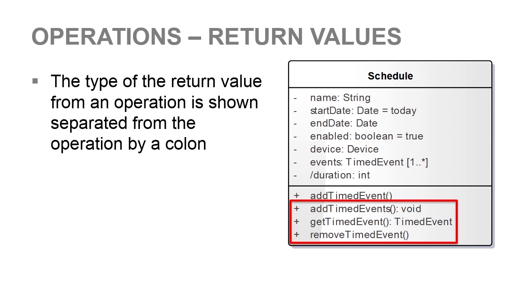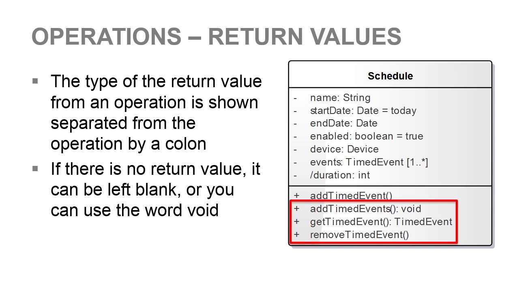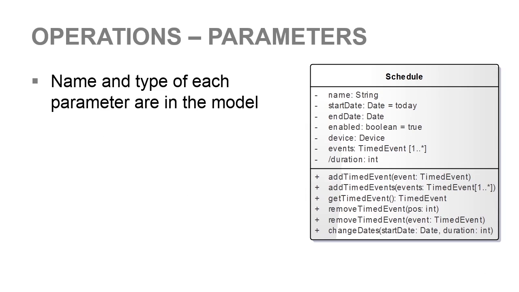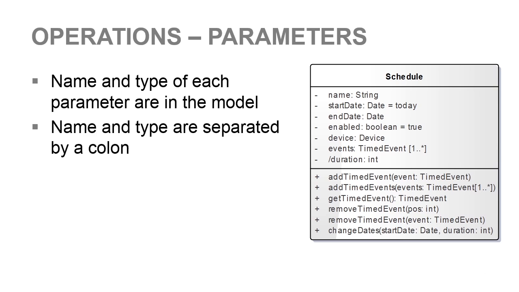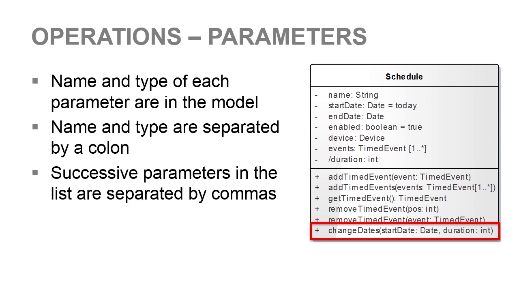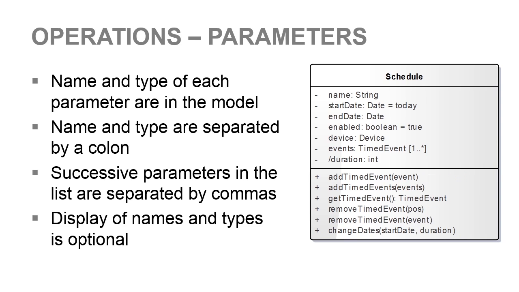An operation may return a value when it's invoked. The type of this value is shown after the name of the operation, separated from it by a colon. If there's no return value, you can either use the word void or leave it blank. The name and type of each parameter for the operations can be held in the model, and they're shown separated by a colon. If there's more than one parameter, they're separated by commas. It's optional whether you show the name and type, just the name, as here, just the type, as here, or no parameters at all, as here.